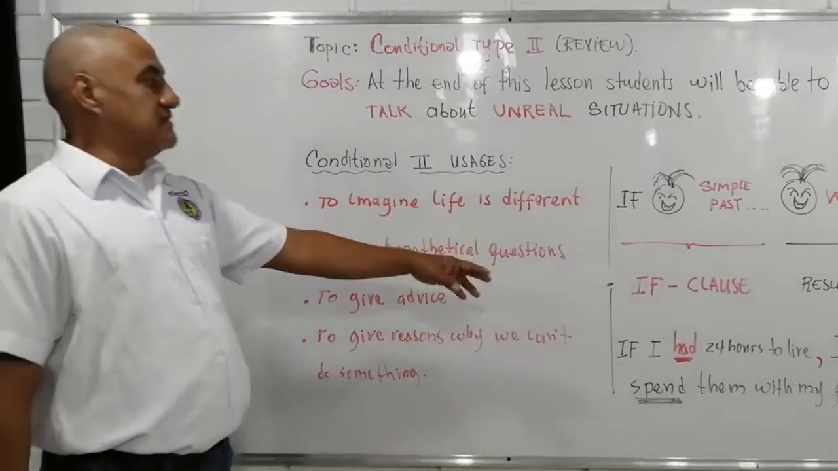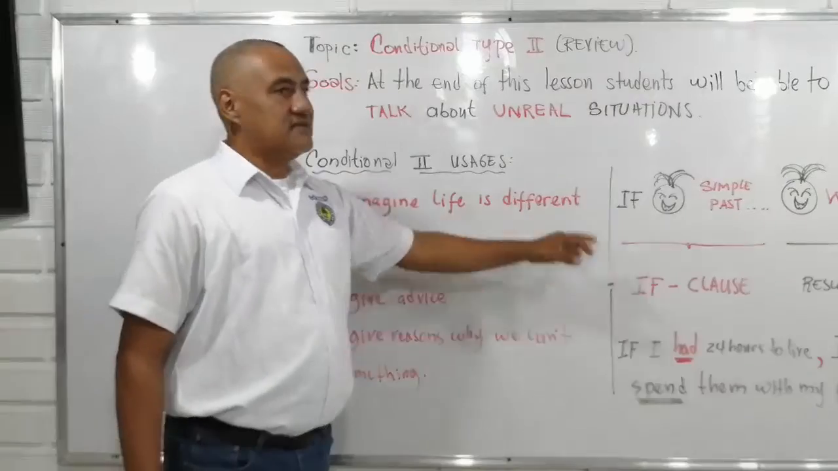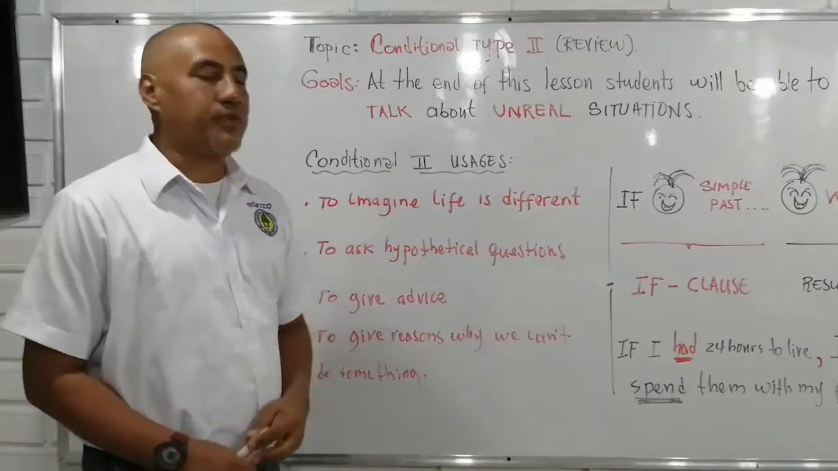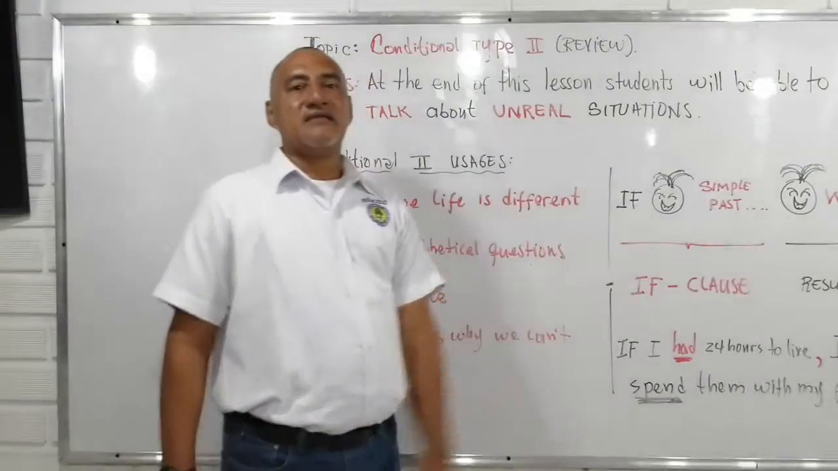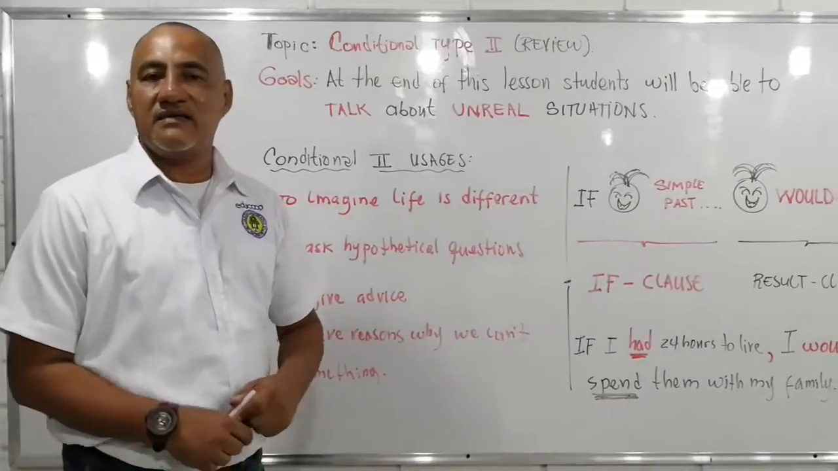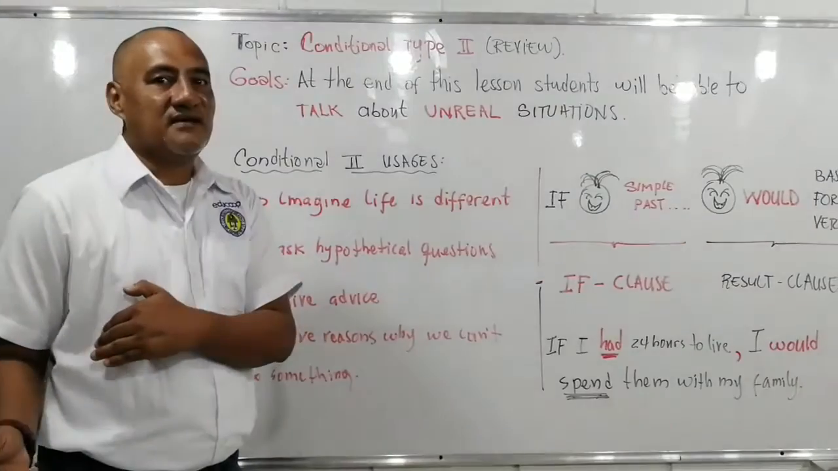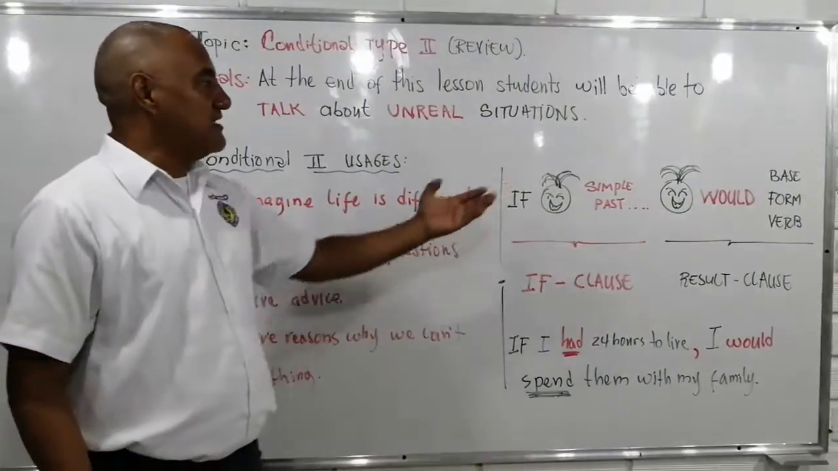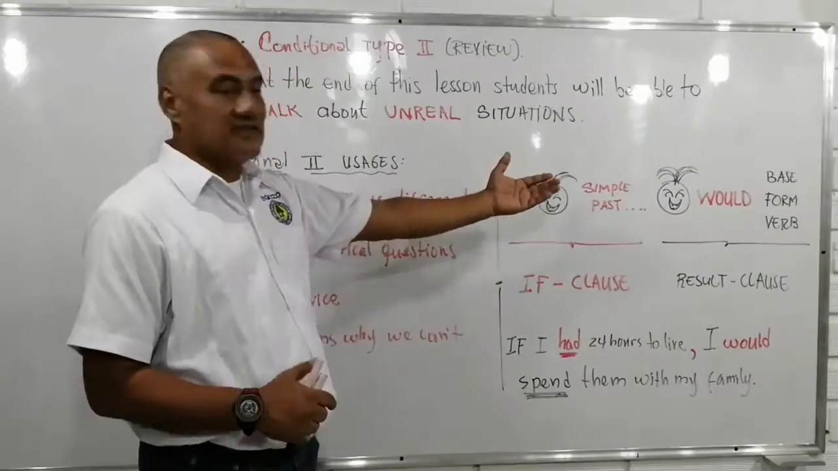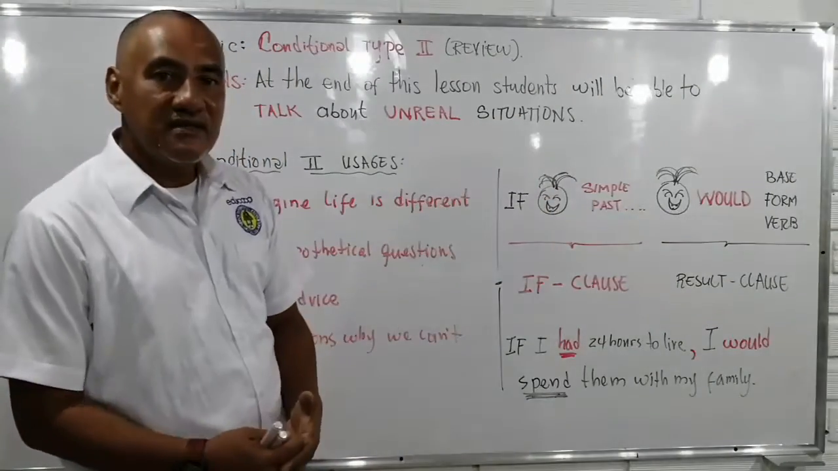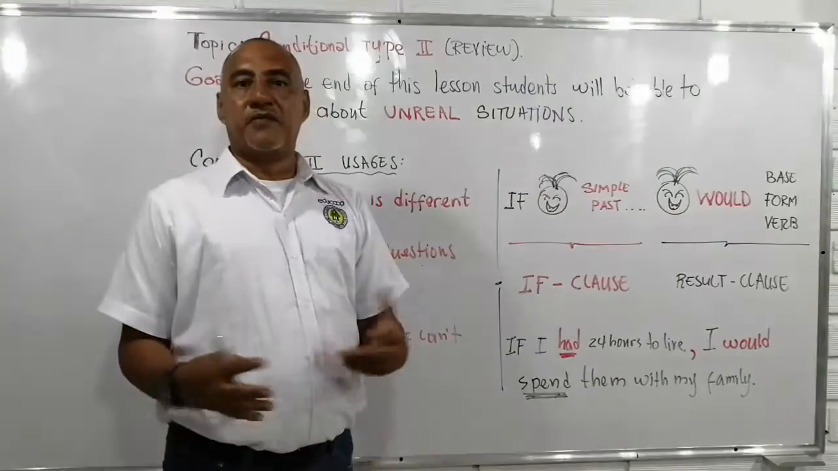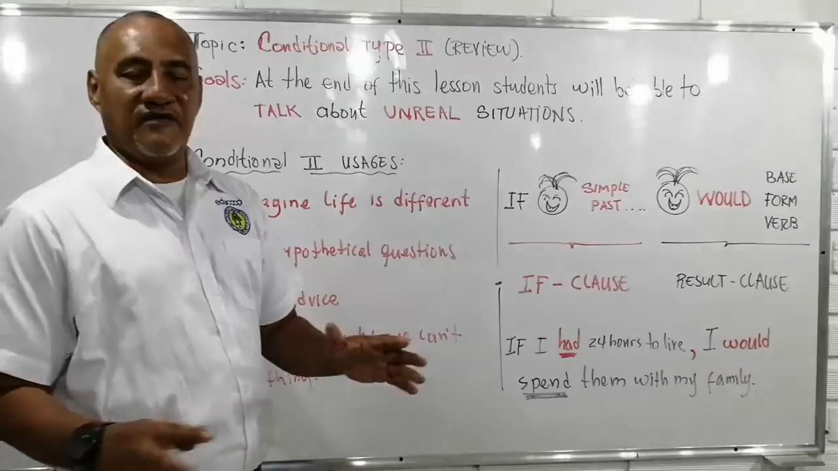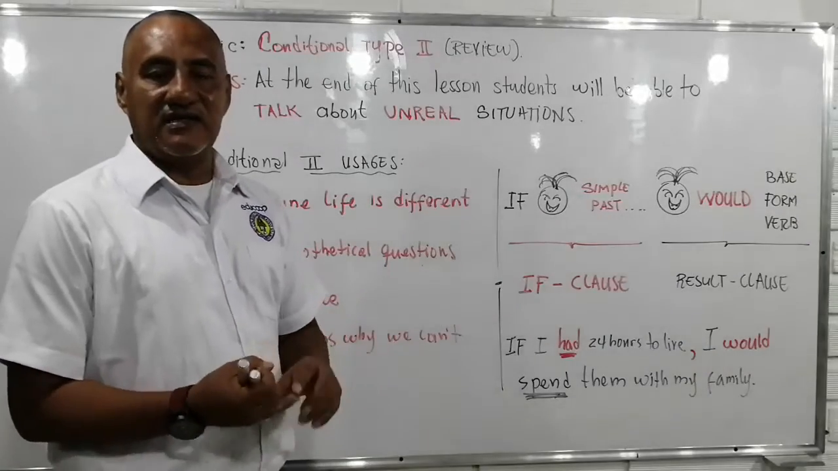Later on, I am going to play some examples with each usage. Then remember the structure. If plus the subject, simple past. Remember that here, simple past doesn't indicate that something happened in the past. It's just a hypothetical situation, something that is unreal. Then in the other part of the sentence, we got the subject again, would, and the basic form of the verb, the infinitive. Not to. So you don't have to add any kind of suffix to the verb.